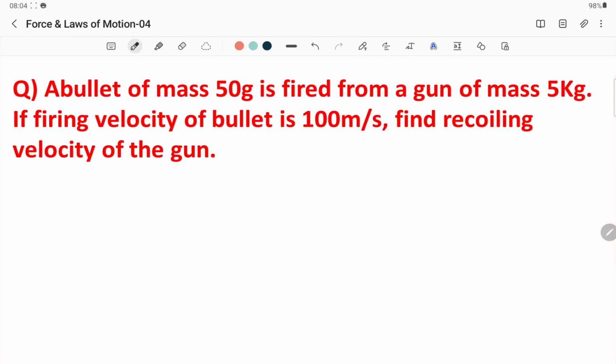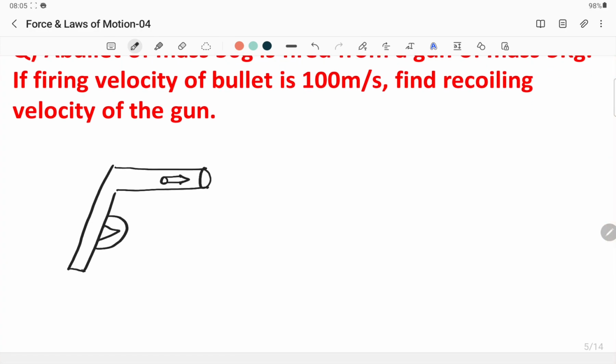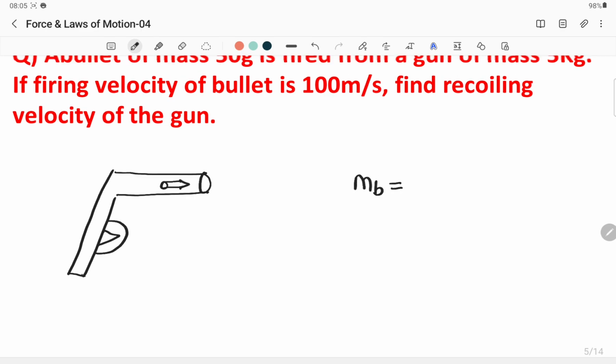Let us try to understand this with the help of a diagram. For example, there is a gun. I will draw a very simple line diagram, okay. This is a gun and here is the trigger, alright. So here is a trigger, and in that what is there? In that a bullet is there. Correct. So all the details are given here. So I will write it as mass of the bullet. Mass of the bullet means MB.